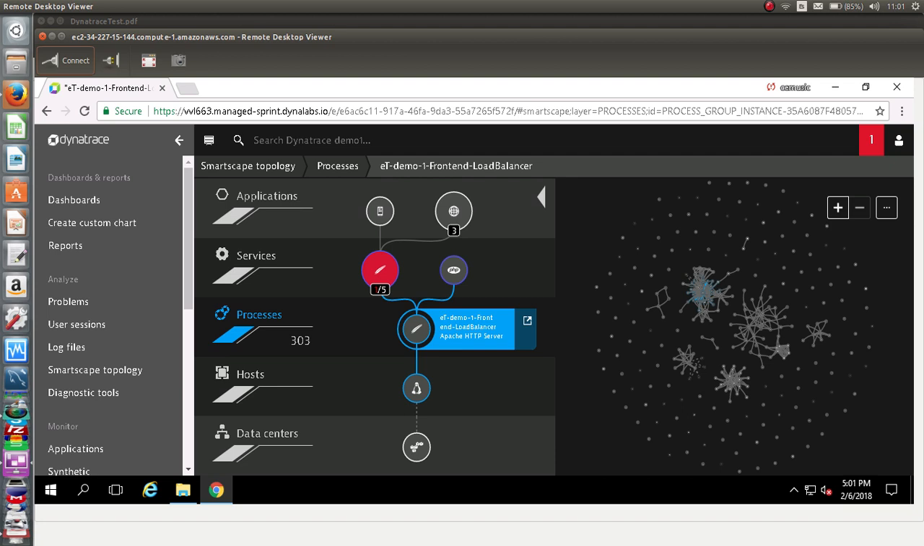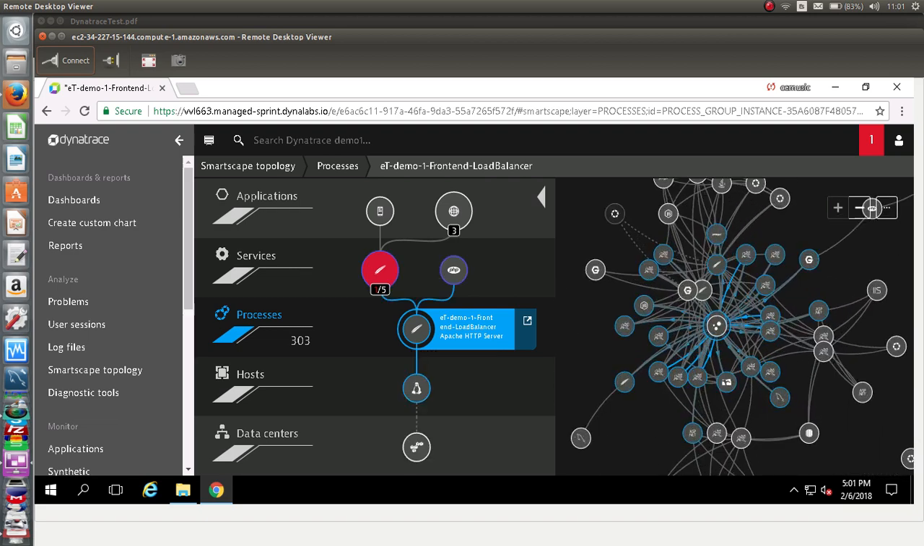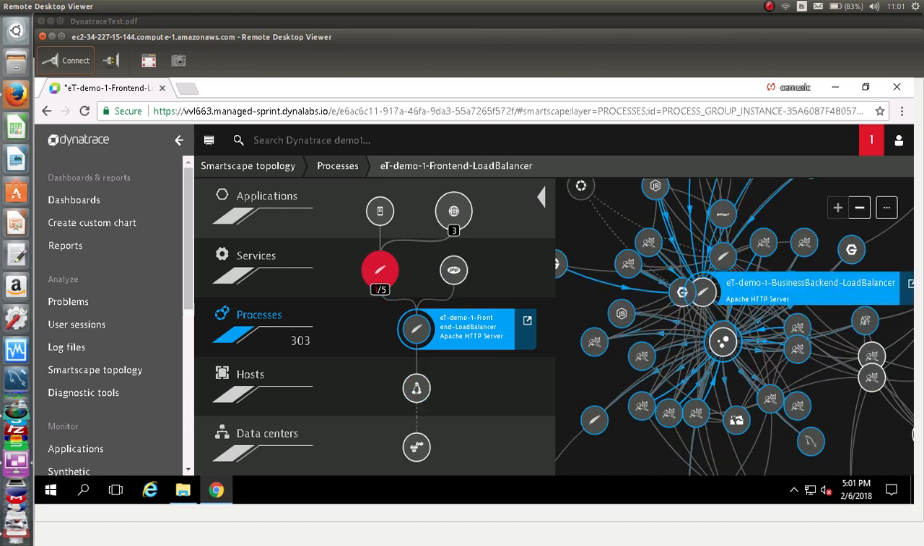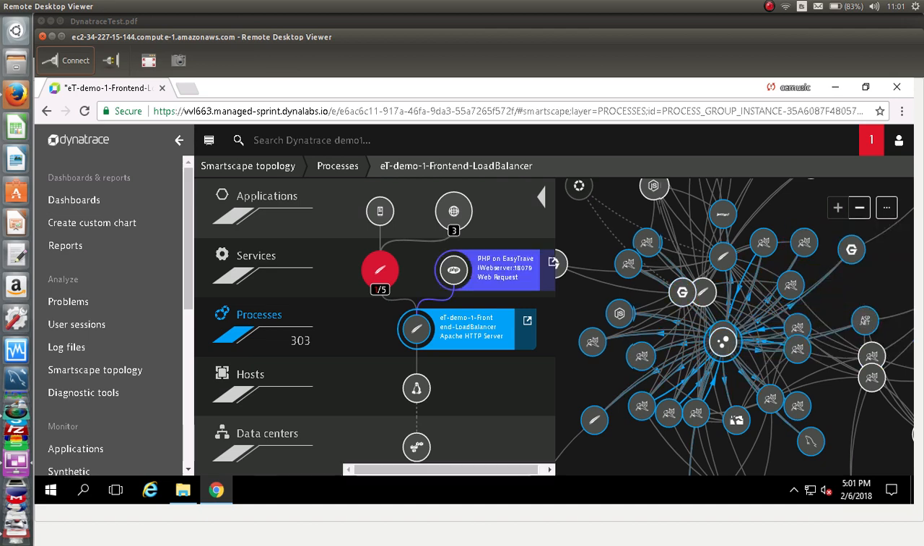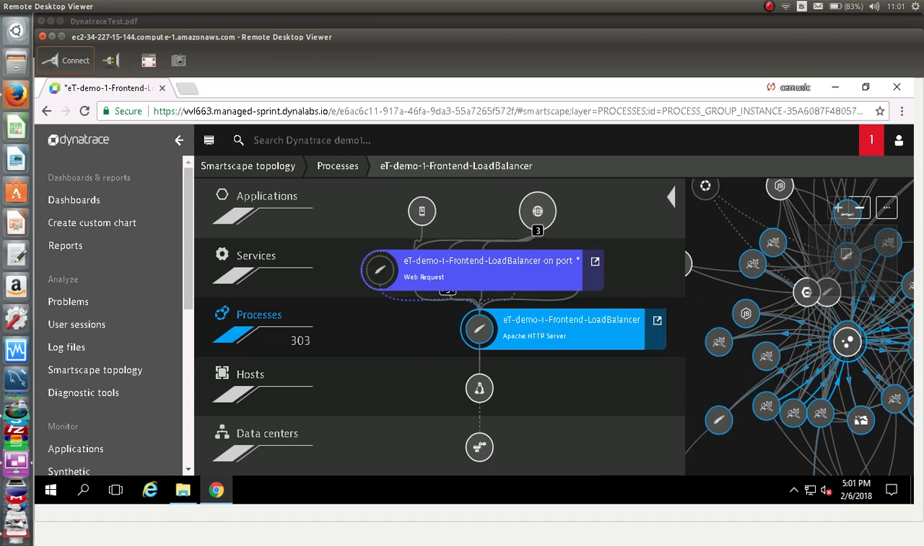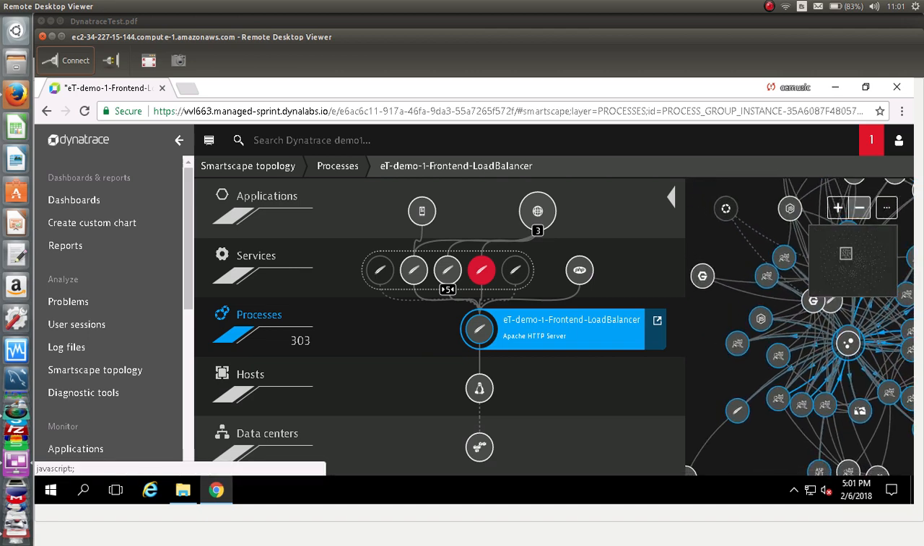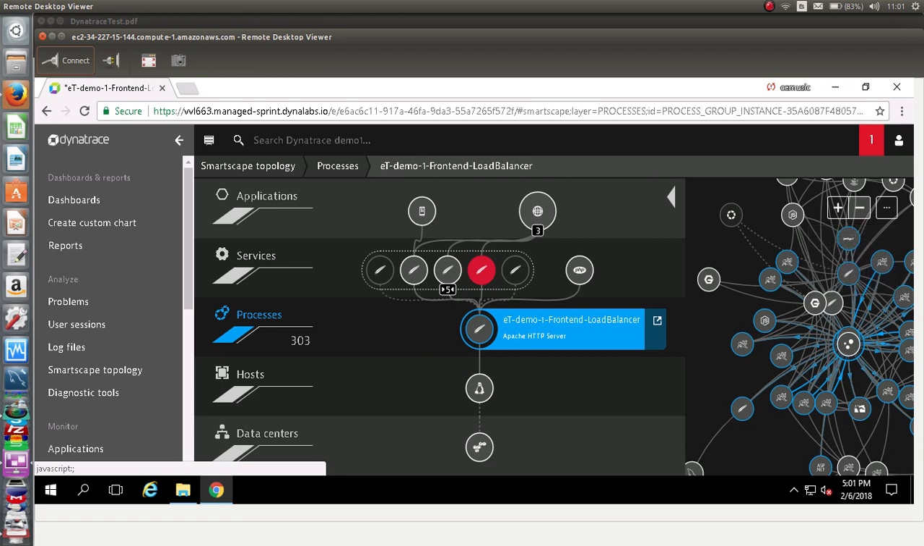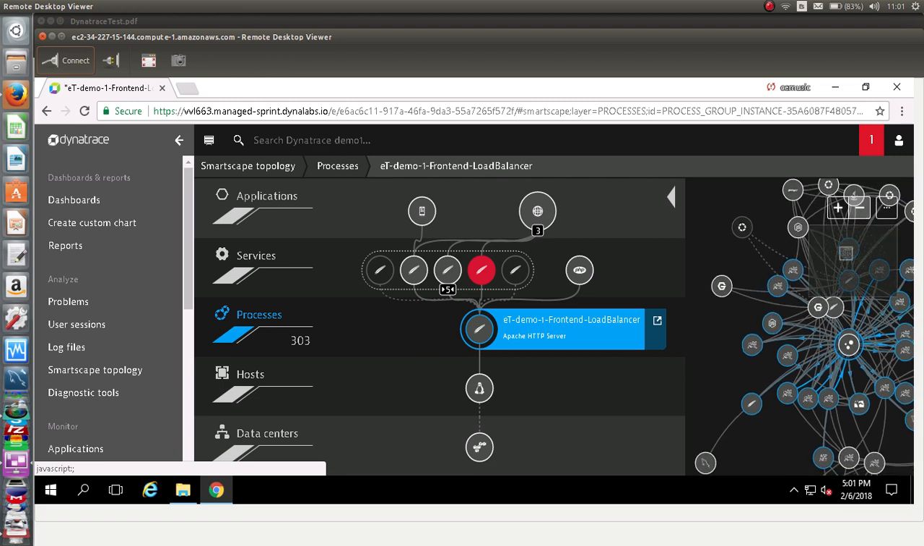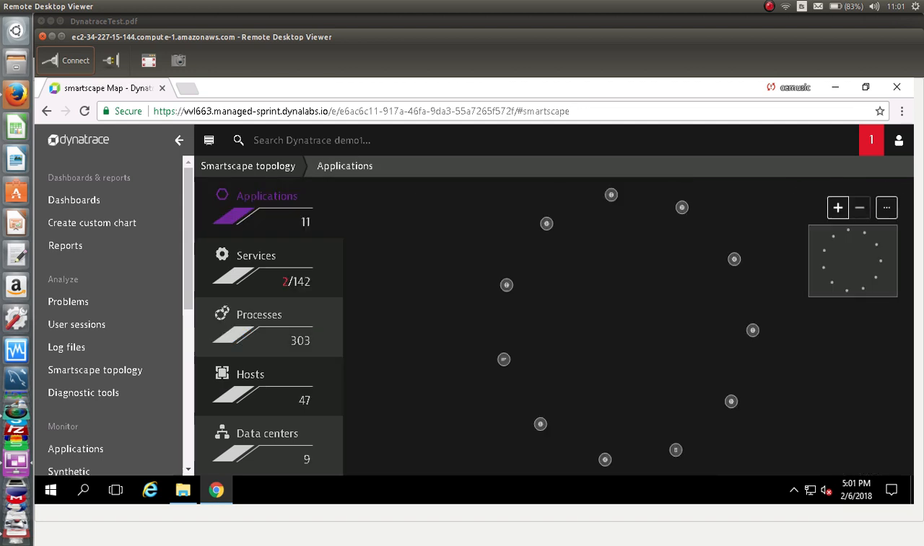Okay, and we can see here the relationship on the Smartscape, on the service, who is calling each one of the services that we are looking at here. This is the horizontal view of the service. Okay, we're going to see here.